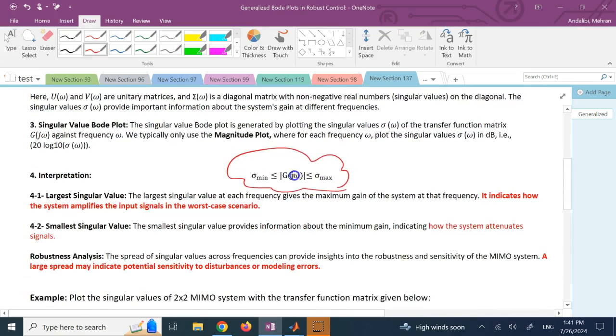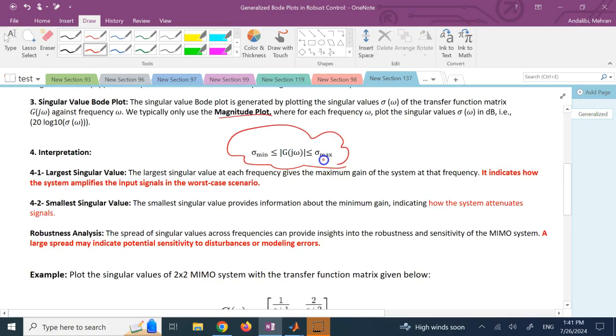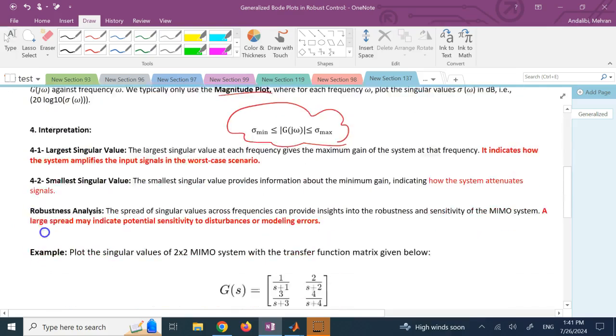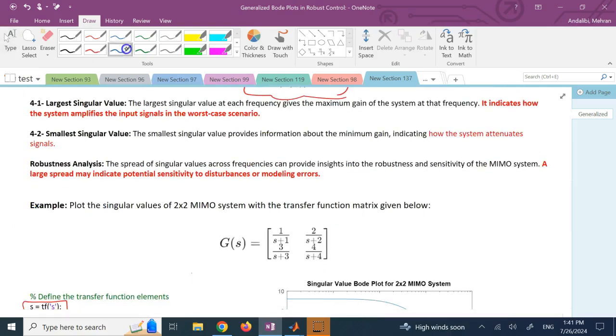We defined that the magnitude of the amplification is anywhere between sigma min and sigma max. But you might say, what does it have to do with robust control? That's a very good question, and this is the part that is related to robust control. The spread of the singular values across frequencies can provide insight into the robustness of a system. Why? A large spread may indicate potential sensitivity to disturbance or modeling error.